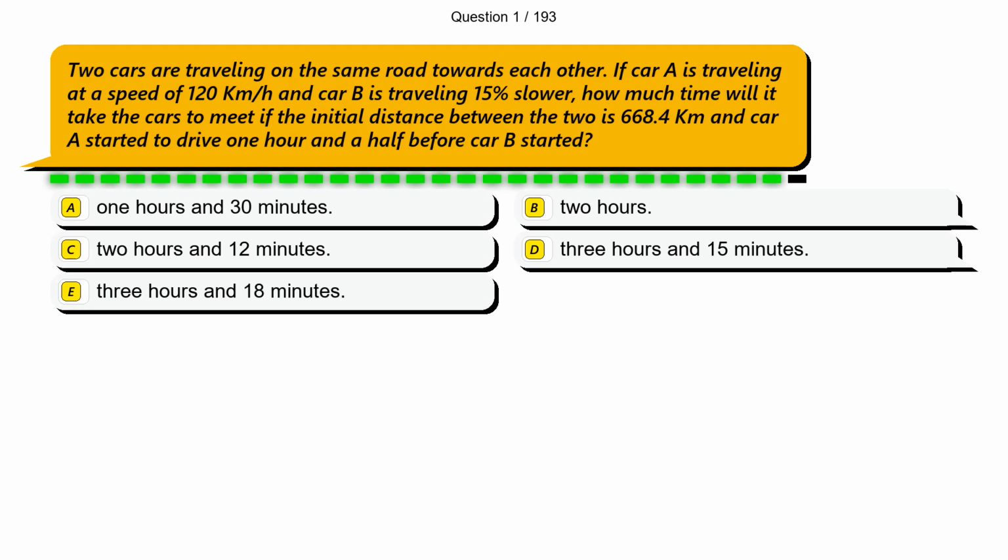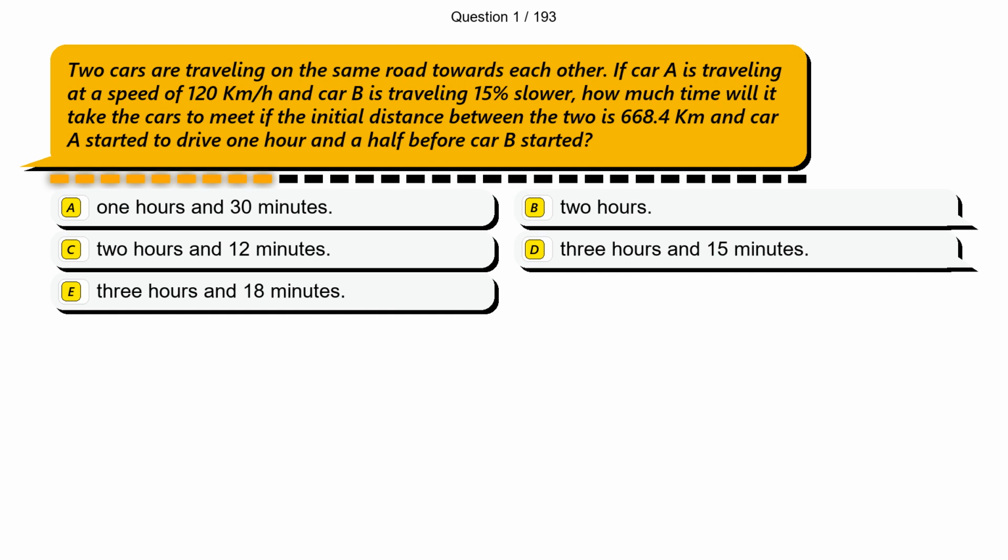Question 1. Two cars are traveling on the same road towards each other. If car A is traveling at a speed of 120 km per hour and car B is traveling 15% slower, how much time will it take the cars to meet if the initial distance between the two is 668.4 km and car A started to drive 1 hour and a half before car B started?